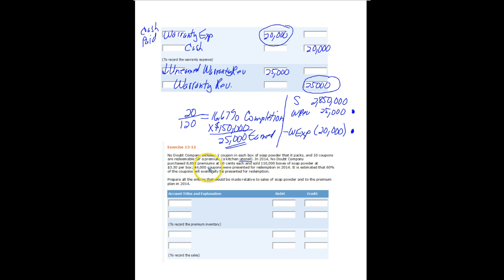Then we've got 44,000 coupons presented for redemption. The company estimates 60% of the coupons will be redeemed. Well, let's go through this. First off, we want to record the purchase of these kitchen utensils. So we're going to have an inventory of premiums.